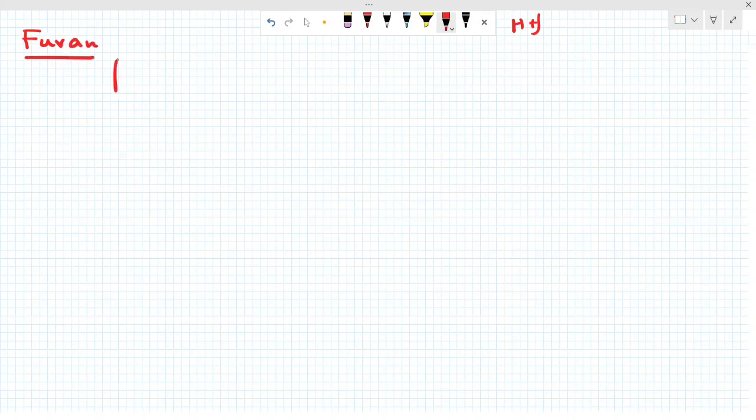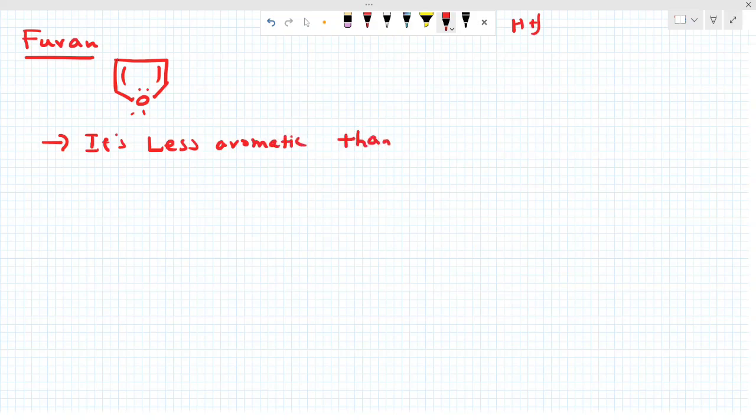Okay, now what is the molecular formula? Simple, oxygen, right? This is Furan. Please note, it is less aromatic than Pyrrole. Why? What is the reason? Very simple. Lone pair. Here also, having a lone pair. Now see, in both cases, this lone pair is not involved in resonance.